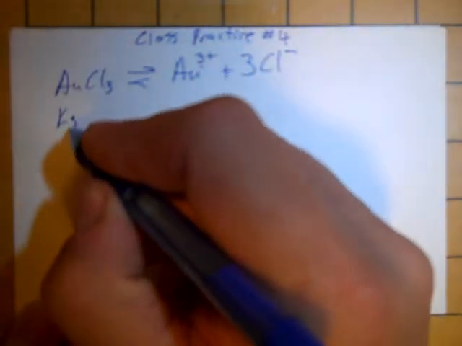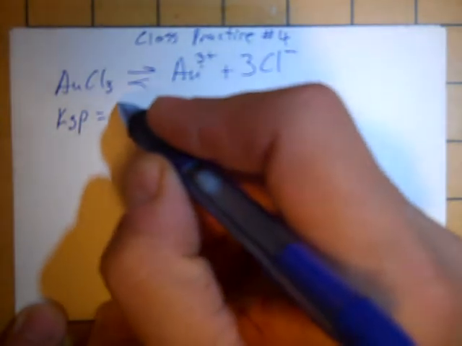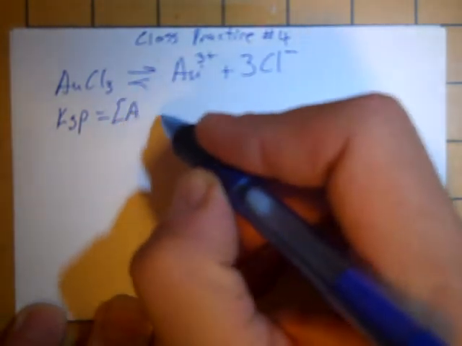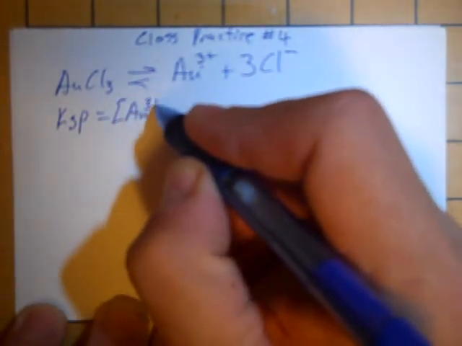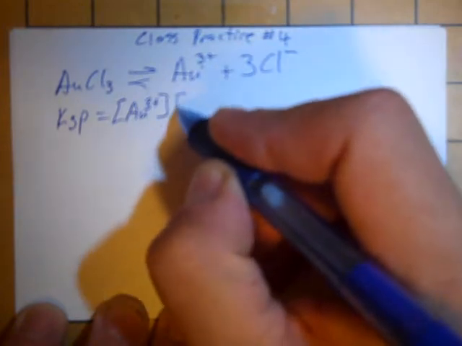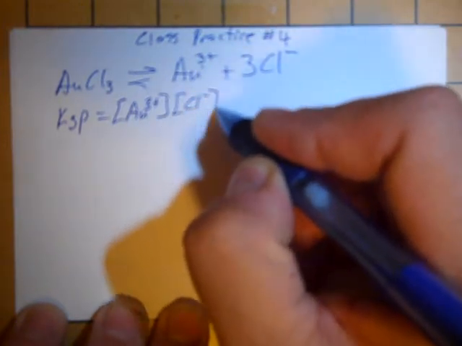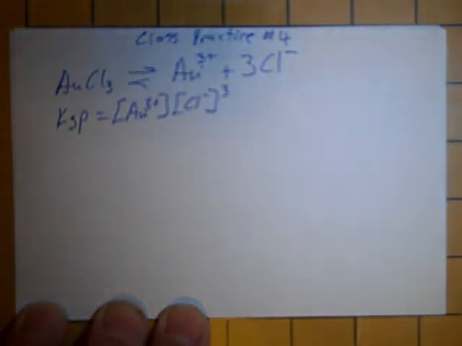Then the KSP for this would just be the concentration of the gold ion times the concentration of the chloride ion cubed. We ignore this because it's a solid.